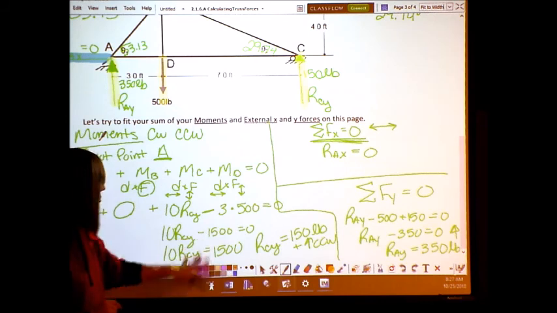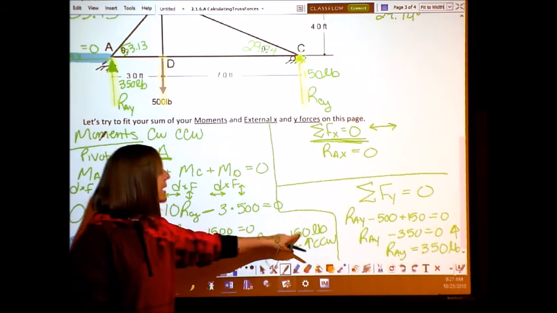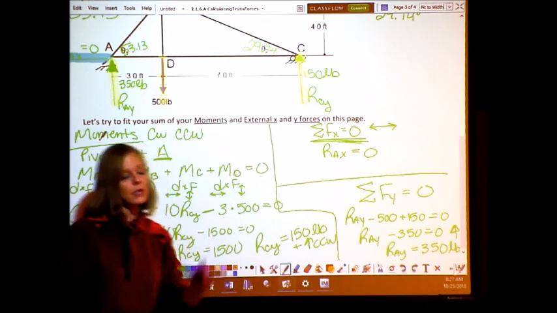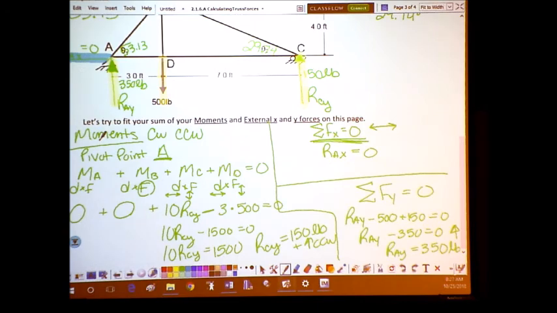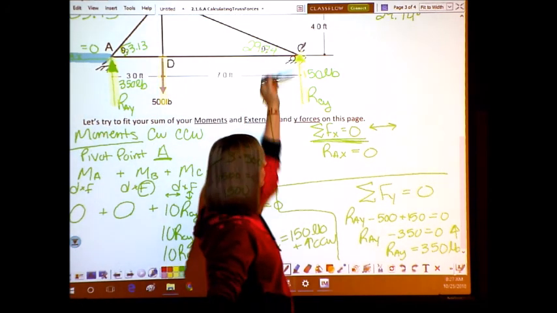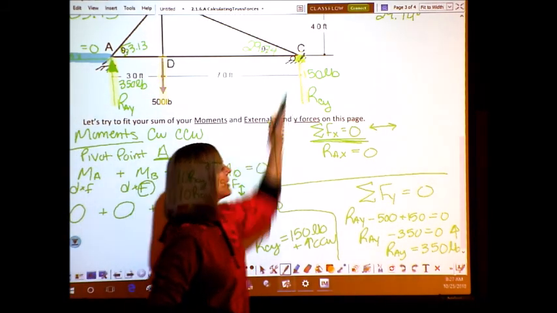Combine your like terms, solve, and we were able to get that RCY was 150. It was positive. Because it was positive, that didn't necessarily mean it points up. Positive means that it was counterclockwise. So we want to make it move counterclockwise, which means it would have to move up. That's why we put the up arrowhead on it. So we labeled 150 and up. Any questions?